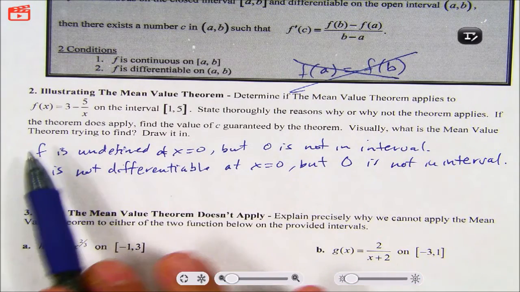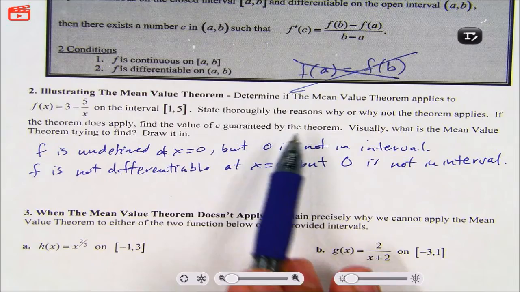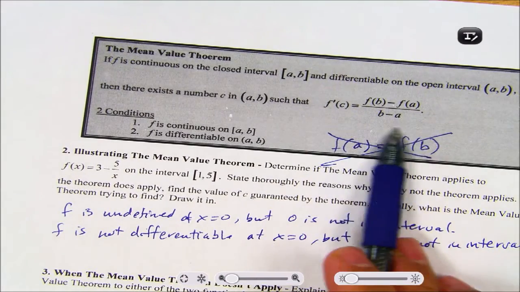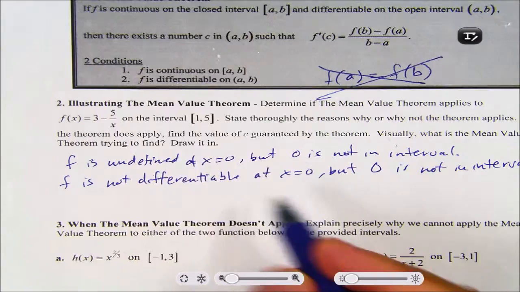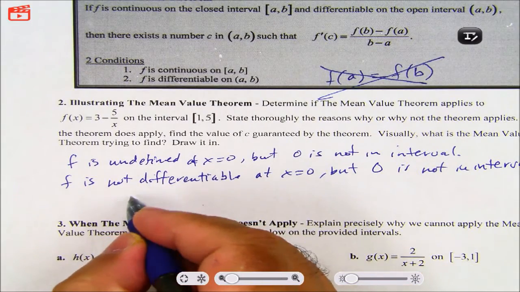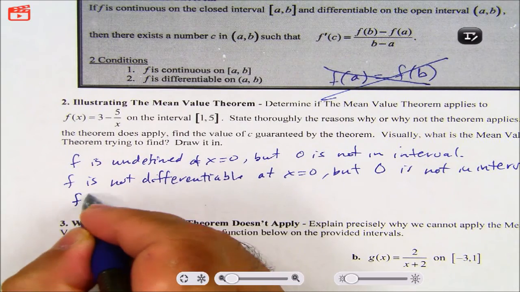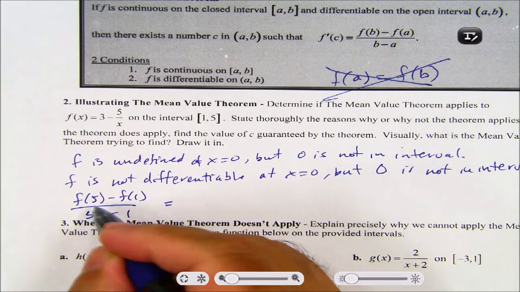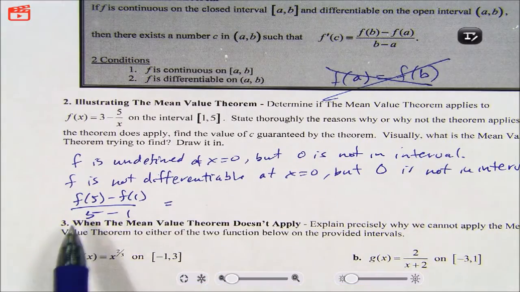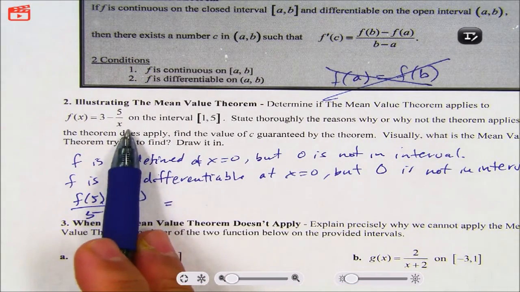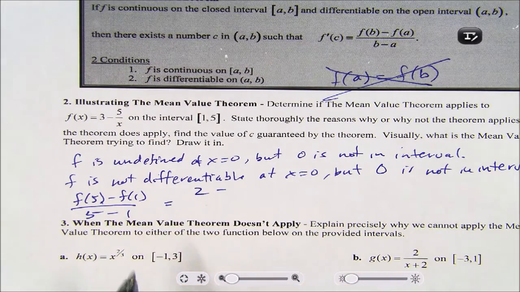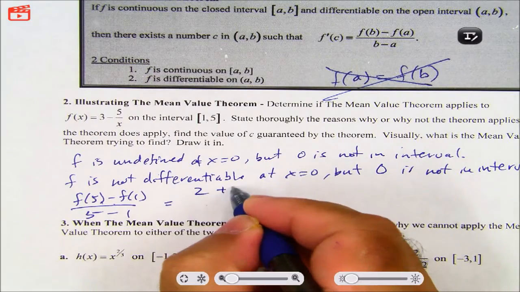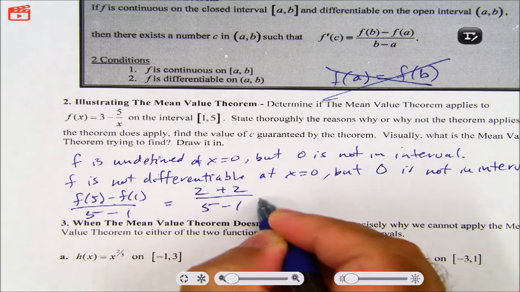All right. If the theorem does apply, find the value of the guaranteed C. So that means first you want to find this expression, f of b minus f of a over b minus a. So we're looking at f of 5 minus f of 1 over 5 minus 1. F of 5, you're plugging in 5 into that expression, so I get 2. And if I plug in 1 into that expression, I get negative 2. So that's plus 2. So that's 1.